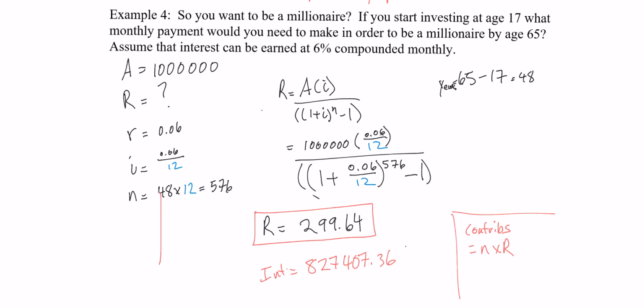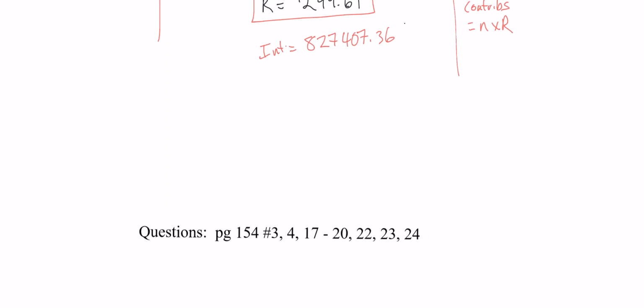Now, do these problems that you have right here. These problems here are what you have to do. Page 154, 3, 4, 17 to 20, 22, 23, and 24. Each equation requires you to do an R value calculation. Some of them will ask you to find your contributions. If you have any questions about contributions, go and check the previous problem set that dealt with interest rates and calculating the contribution. It was at the last lesson of the first video on annuities.